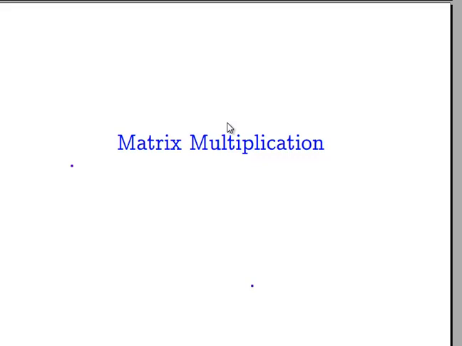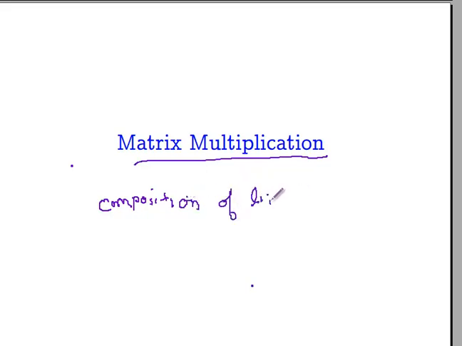Okay, we're going to continue to explore the relationship between matrices and linear functions by looking at matrix multiplication. And let me just give you the punchline here: if you have the composition, now you know what composition is, composition of linear functions is equivalent to multiplication of matrices.